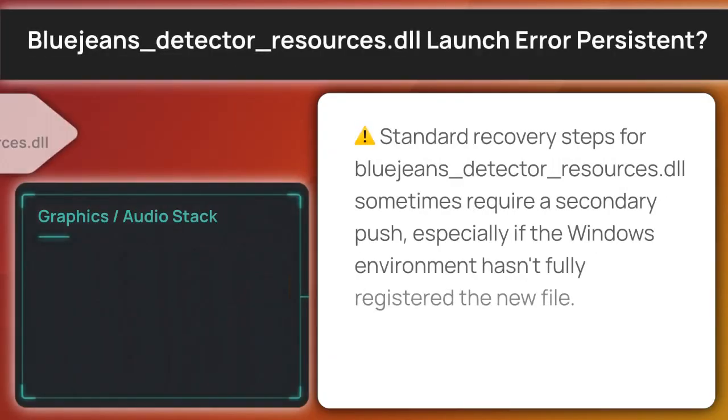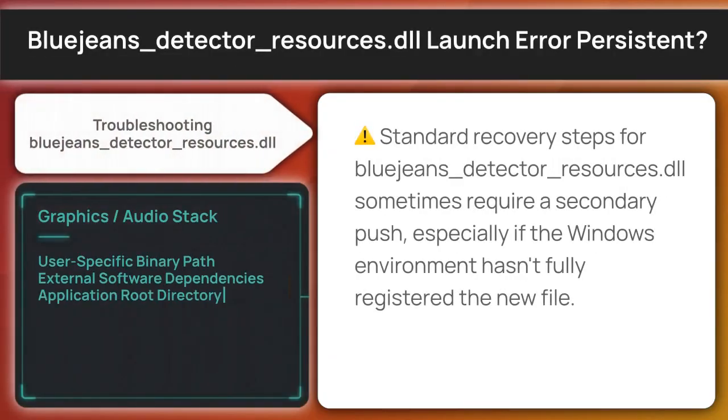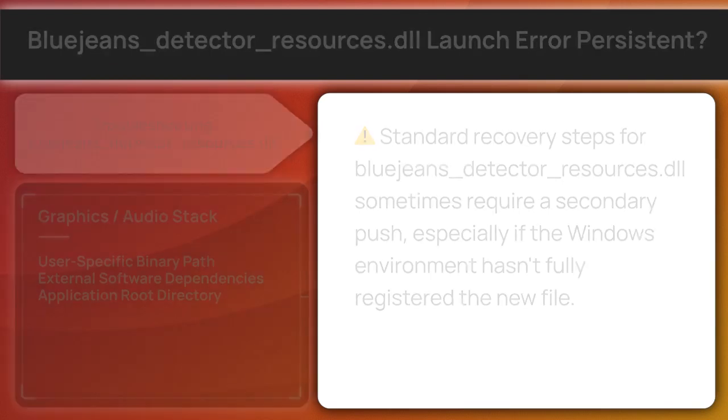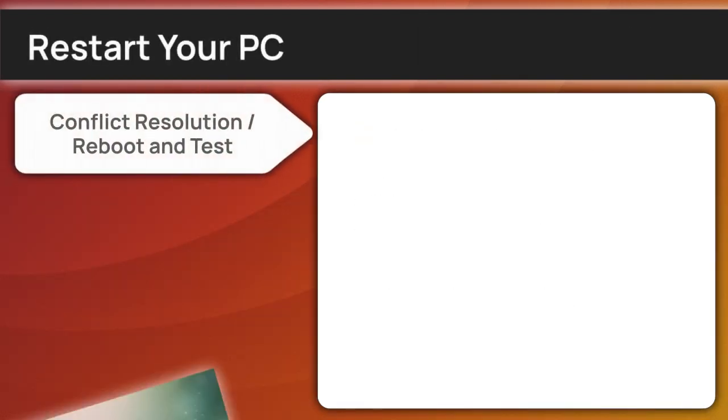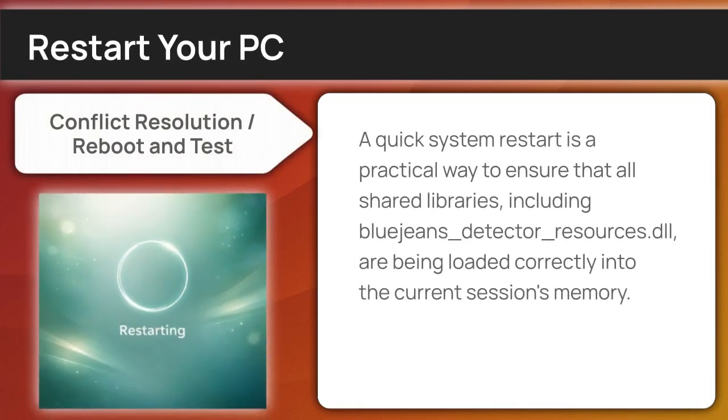Should the file remain missing after a reinstall, we need to ensure that the operating system is forced to re-index its shared library paths. A simple restart can resolve file-in-use errors that mimic a missing BlueJeans Detector Resource Library message. It's a low-effort step that ensures your operating system starts with a clean execution stack.